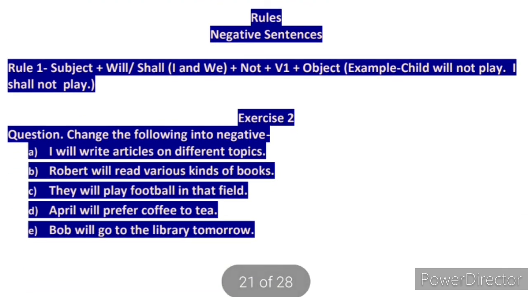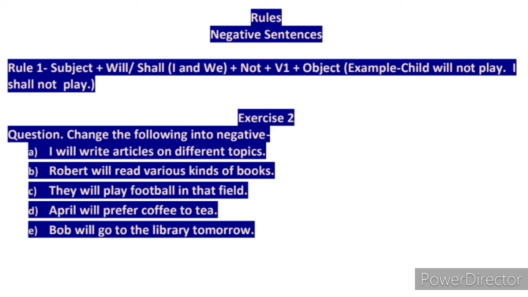Now here are the rules for the negative sentences. There is just one rule. We are supposed to add not just after will and shall. The rest will be the same. So I am just reading the rule for you: subject plus will or shall plus not plus v1 plus object. For example, child will not play, I shall not play. Examples: I will write articles on different topics. The answer will be, I will not write articles on different topics.